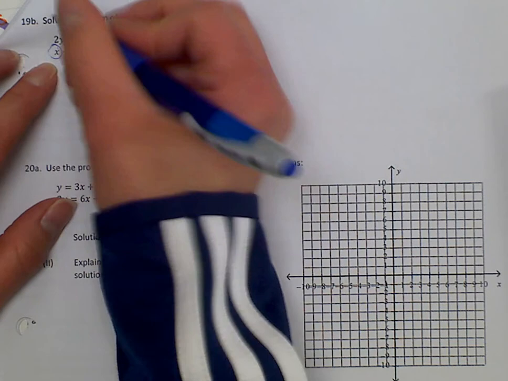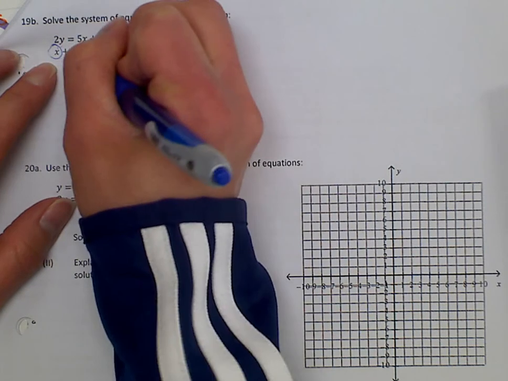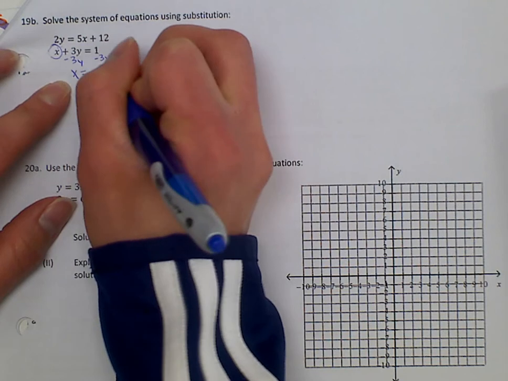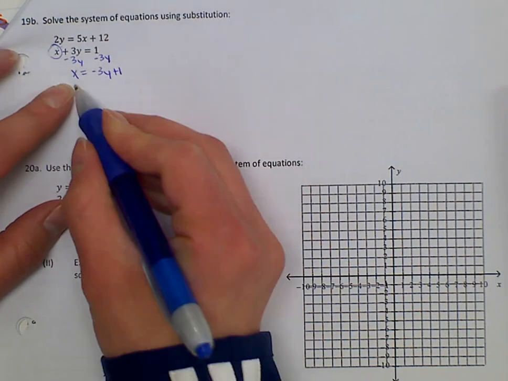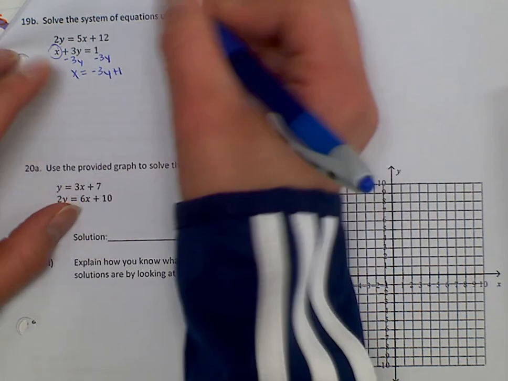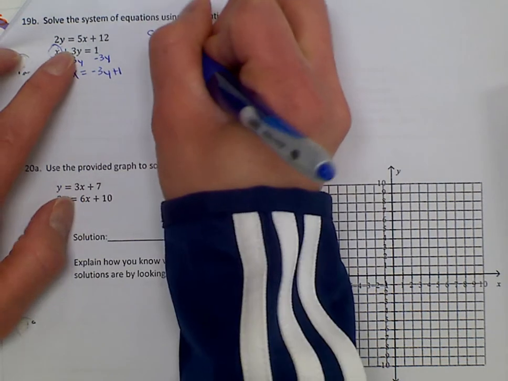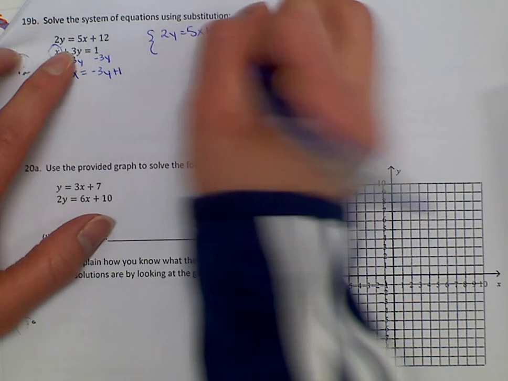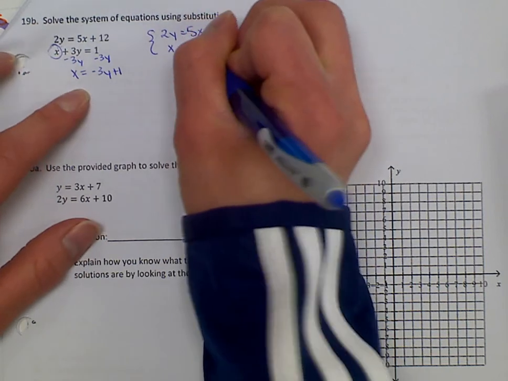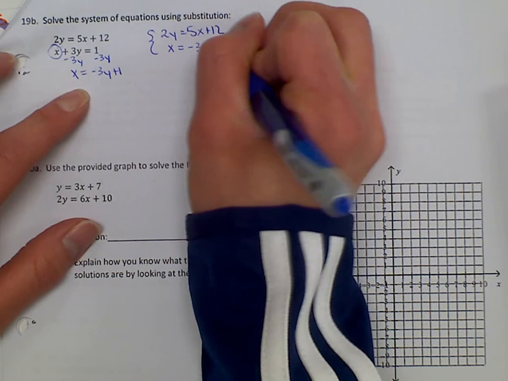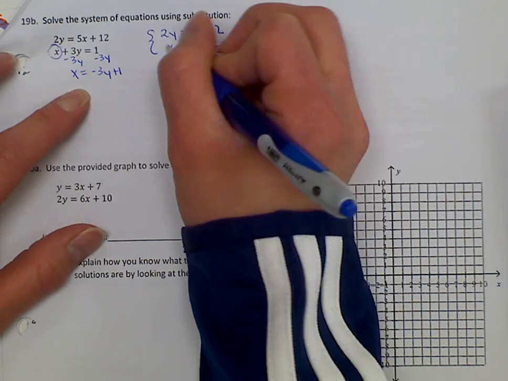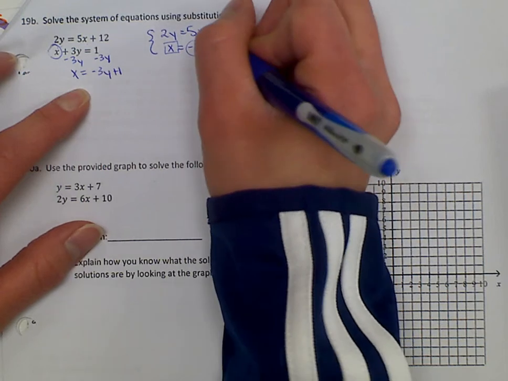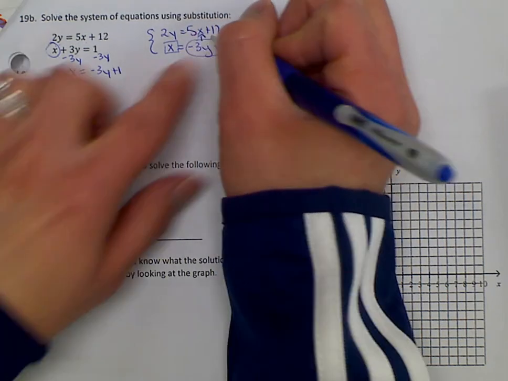So I'm going to subtract 3y from both sides. This equation then becomes x equals negative 3y plus 1. I'm going to rewrite my system. The first equation we did not change. The second equation became x equals negative 3y plus 1. So the x now is isolated. Now I could take the negative 3y plus 1 and replace the x in the first equation.